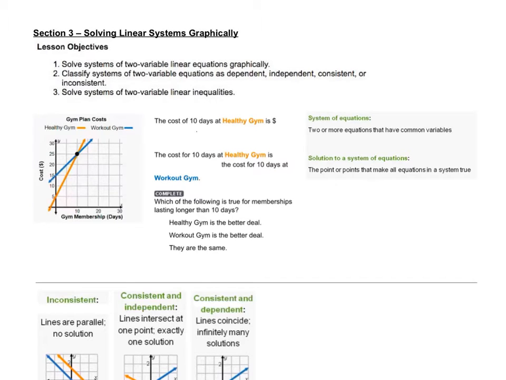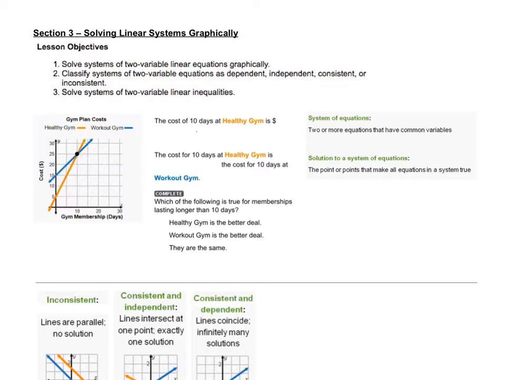Okay, the following is a video over the course for pre-calculus, and this is a section over solving linear systems graphically. So let's talk about our lesson objectives before we do anything. We're trying to solve systems of two variable linear equations graphically. We want to classify those systems as dependent, independent, or consistent or inconsistent. That deals with the types of equations and types of solutions we have. And then we want to solve systems of two variable linear inequalities.